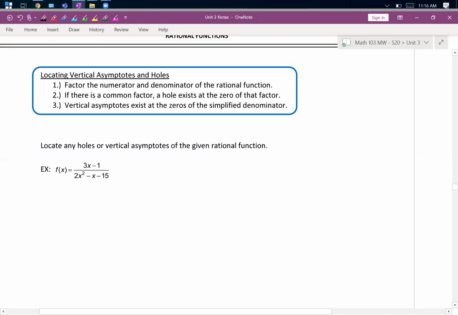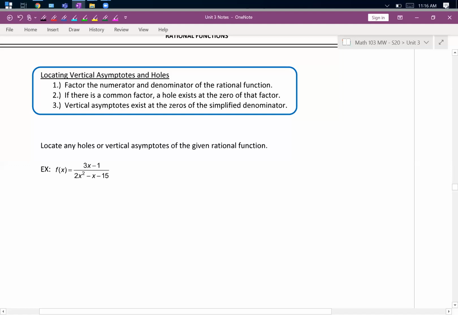If there is not a common factor, you're just going to proceed to the third step, which is where we identify our vertical asymptotes. The vertical asymptotes exist at the zeros of the simplified denominator. So if there was a common factor and you canceled it out, simplifying the function, to find the vertical asymptote, you would then set that simplified denominator equal to 0 to get your zero. If it didn't simplify, well, then you just use the denominator of your original problem.